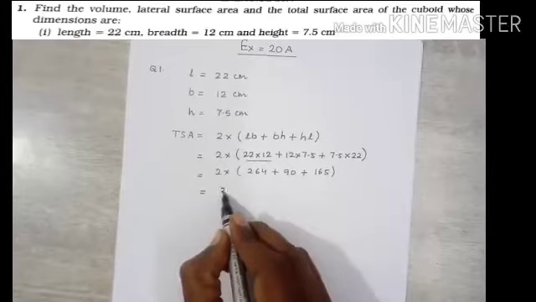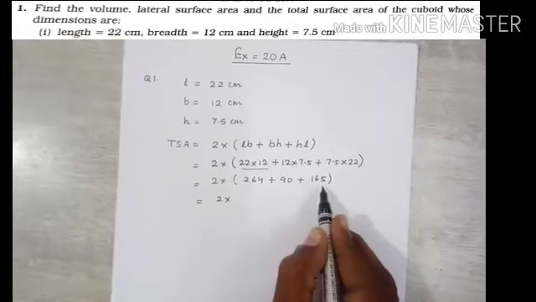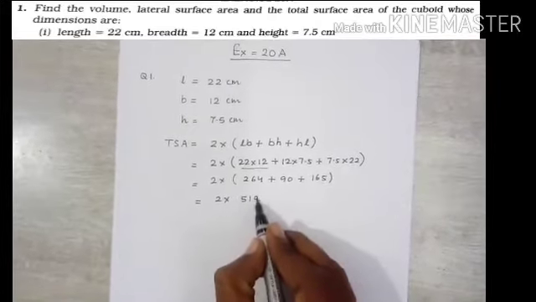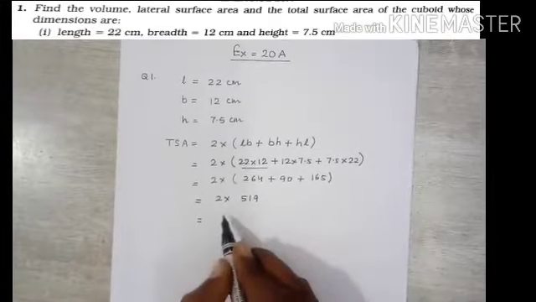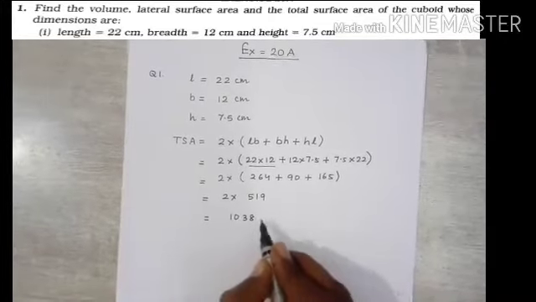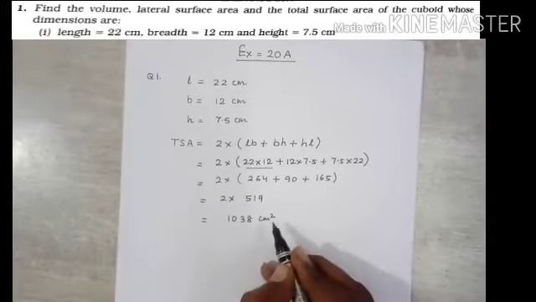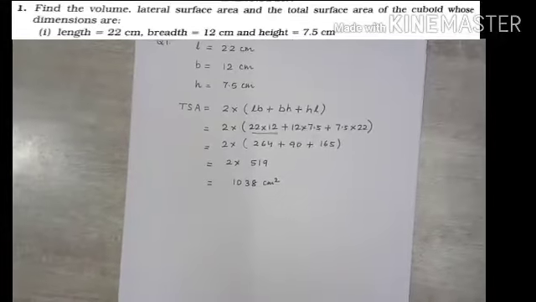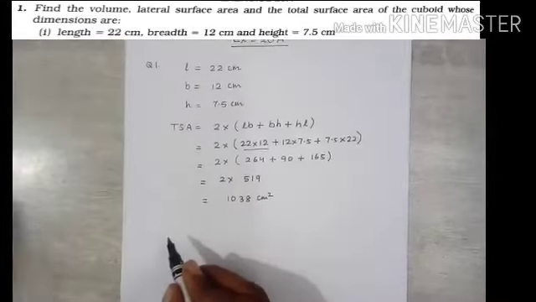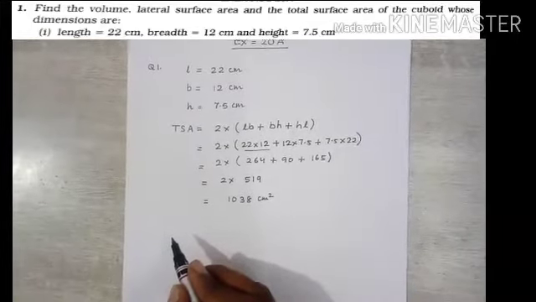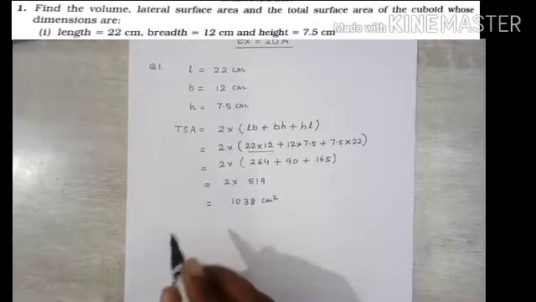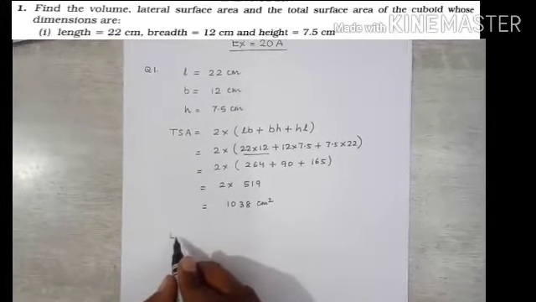Now we will add all the values of these brackets. It will be equal to 519. 519 twos are 1038 square centimeter. This is our TSA of cuboid. Now we have to find the lateral surface area.